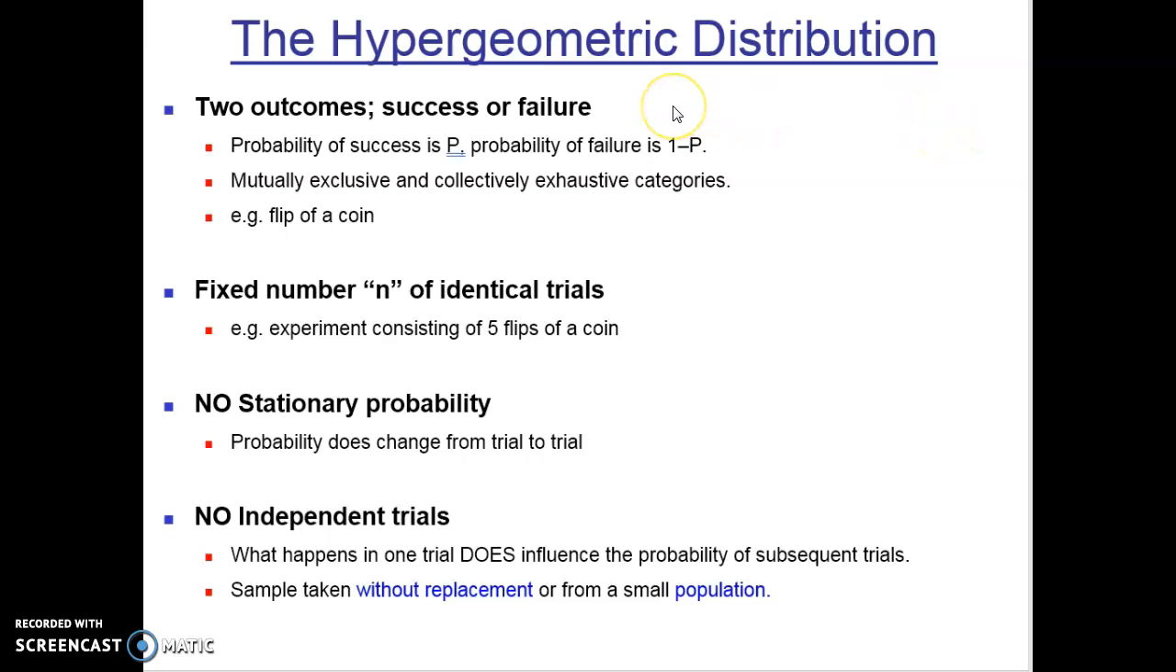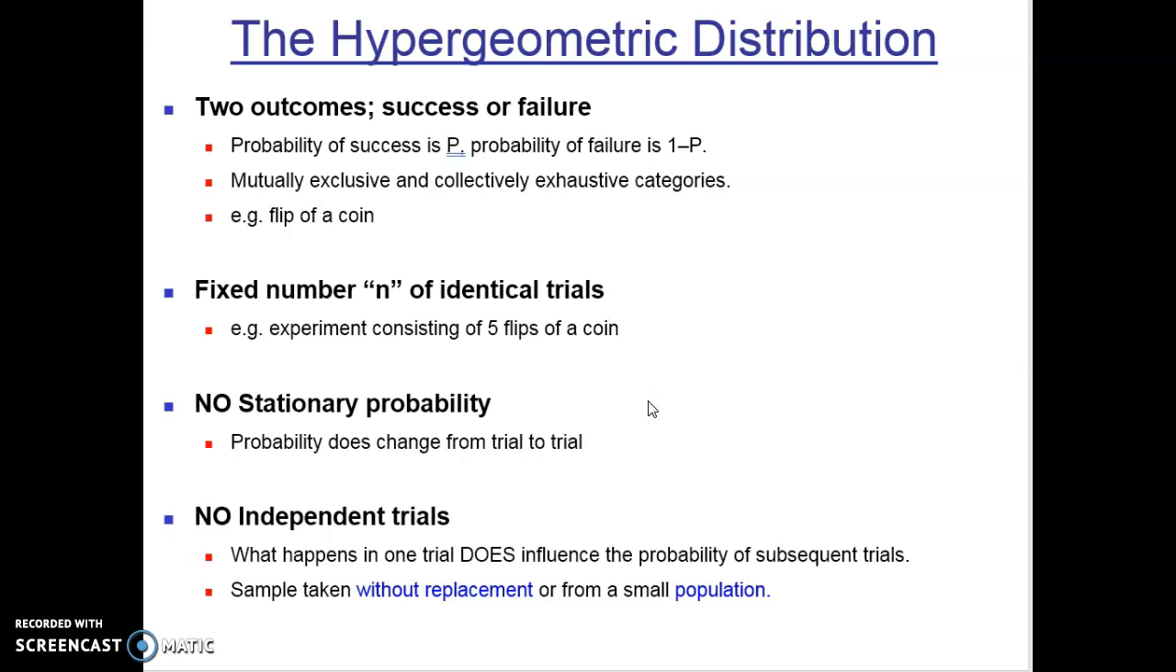So it's the same as the binomial in that there's two outcomes, success or failure. It's the same as the binomial in that there's a fixed number n of identical trials. But it differs in that the probability is not stationary. It's not constant from trial to trial. And the trials themselves are not independent.